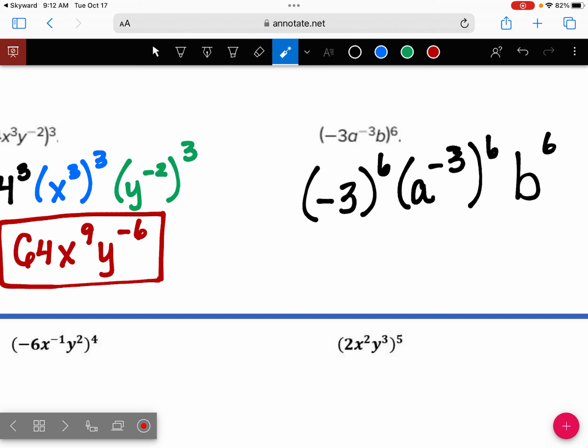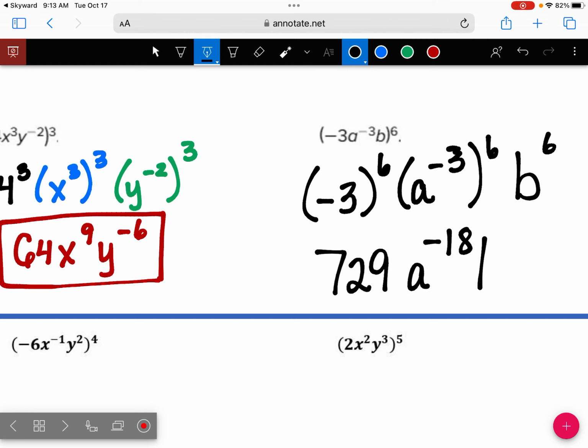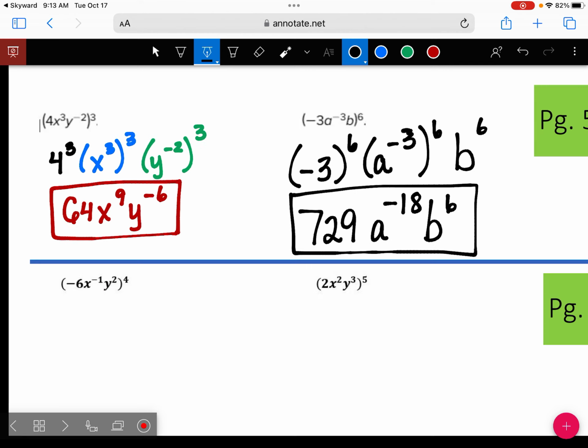So 729, and then that would be a to the power of negative 18, b to the power of 6. All right, go ahead and go to the next page, page 6, and do the next one by yourself.